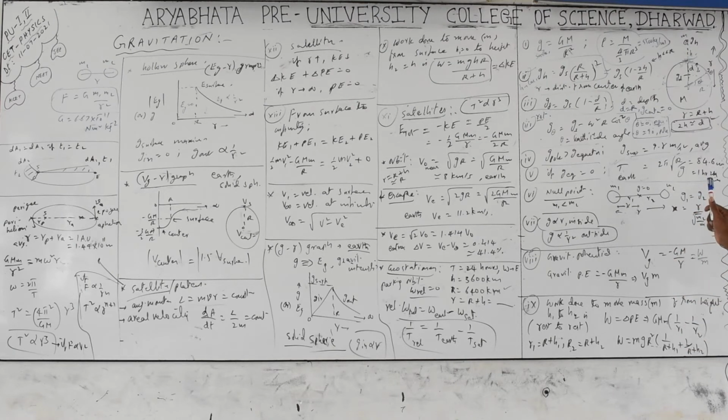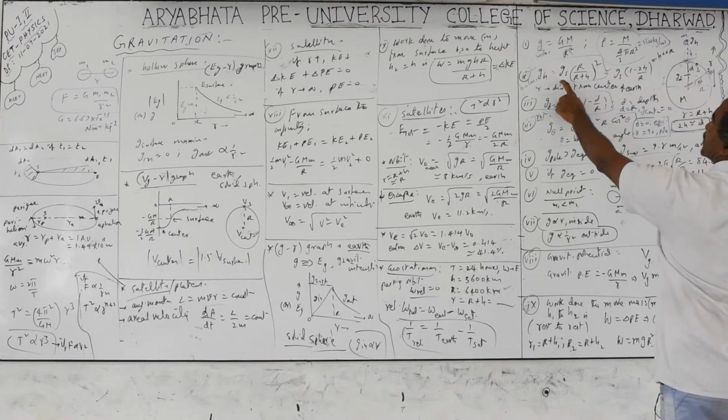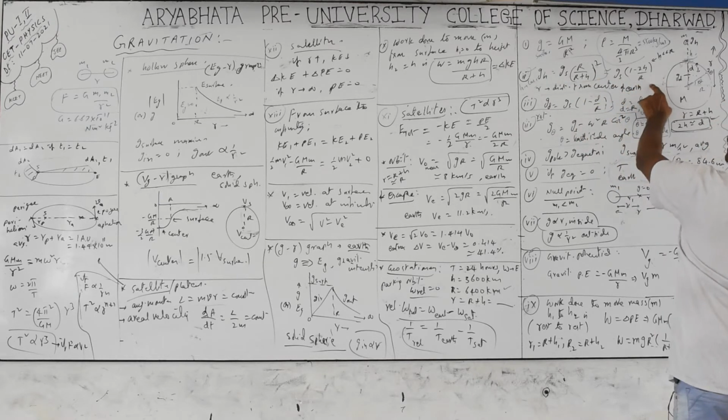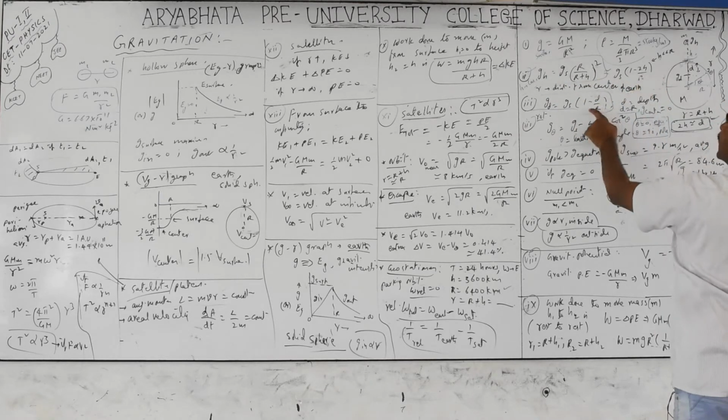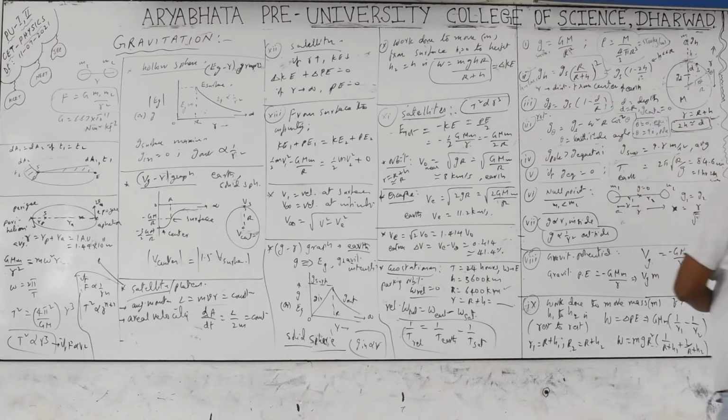Next, for equal changes in the g values from the surface going up and going down, the depth is 2h equals d, for small heights only, for very small heights. For large heights, you use the formula g_h. For small height, g is equal to 1 minus 2h by r. If you compare this and this, for small heights the variation is 2h equals d. Small heights means 1 kilometer, 2 kilometers, like that.